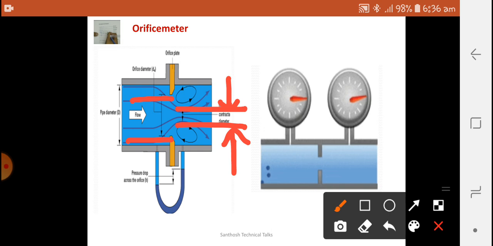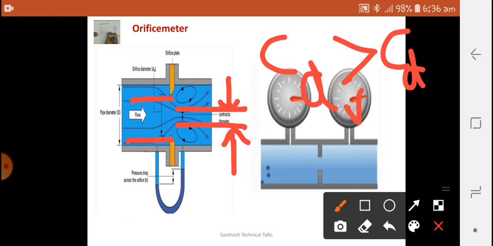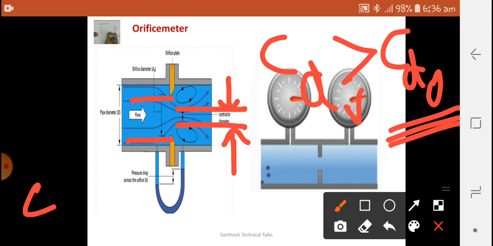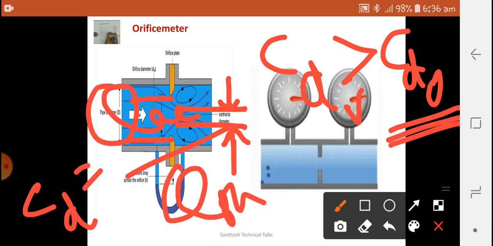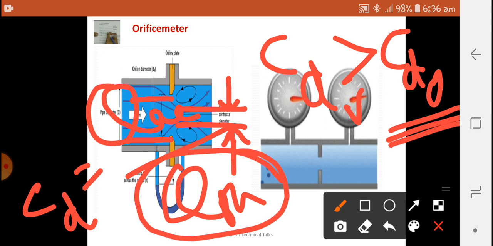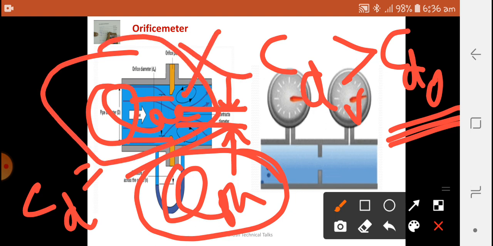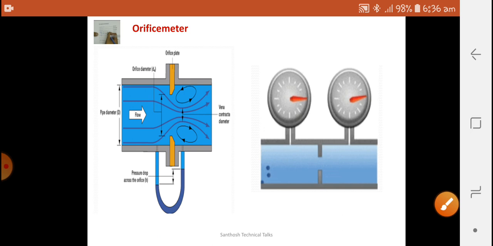That is why the coefficient of discharge of a venturimeter is always greater than the coefficient of discharge of an orifice meter. So this you have to know. Because of so many losses, it cannot get the maximum coefficient of discharge. We know that coefficient of discharge is equal to actual discharge divided by theoretical discharge. So here the theoretical discharge is more in the orifice meter, but in the actual case it is less. That is why the CD value is very low as compared to venturimeter.